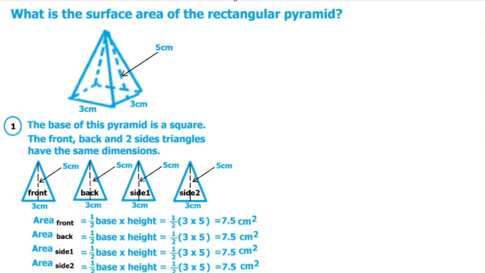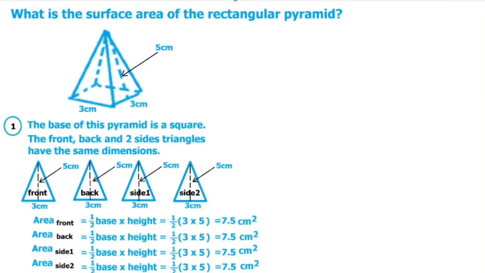So the area of the front is half base times the height, which is half 3 times 5, which is 7.5 centimeters squared. And the area for the other 3 will be exactly the same. Okay, so you could see it's exactly the same. So the area of those 4 is going to be 7.5 each.